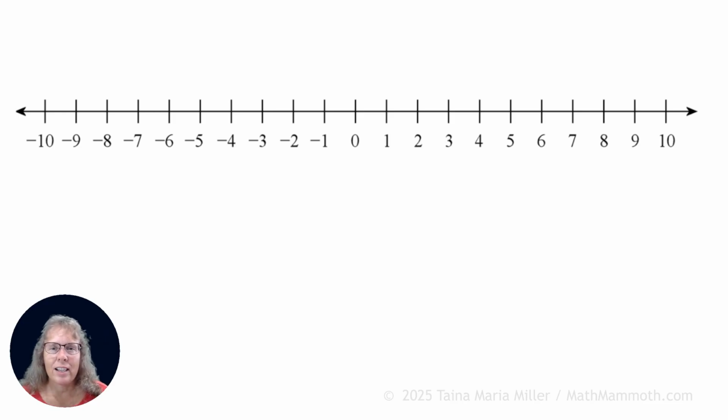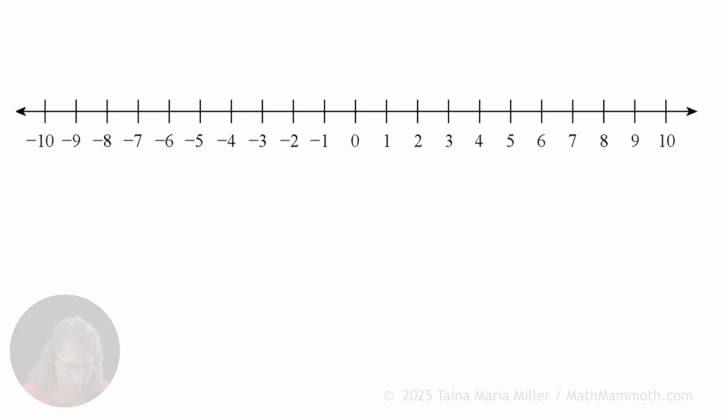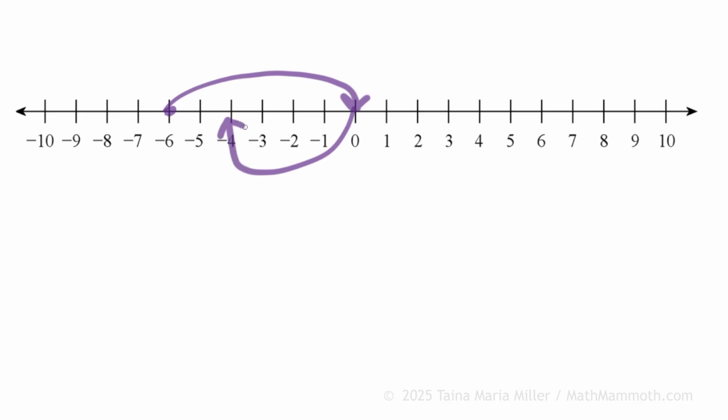Now let's try some number line jumps that go in different directions. What I mean is, for example, this. Let's say you're at negative 6 and you jump over there. And then after that, you jump over here. What equation could we write from that?